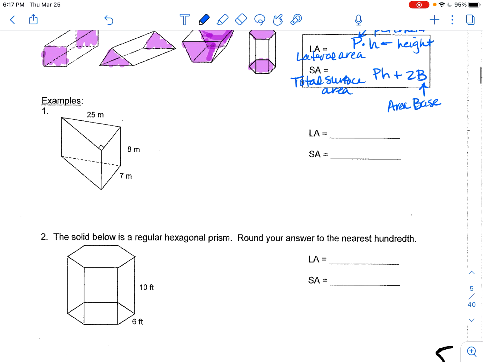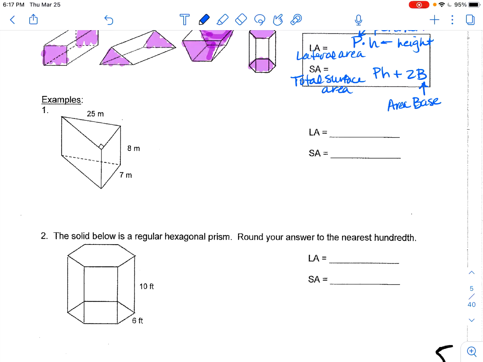All right, let's take a look at some examples. First, we're going to find the lateral area and the total surface area. So the lateral area is going to be the perimeter of the base. Our base is this triangle, and we have two of them, one on the top and one on the bottom. But I'm just going to look at this one. Do you see this little guy in the corner? That's your right angle. So we're missing this length on the left.